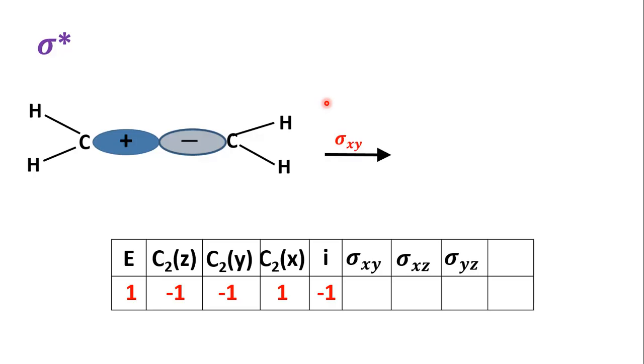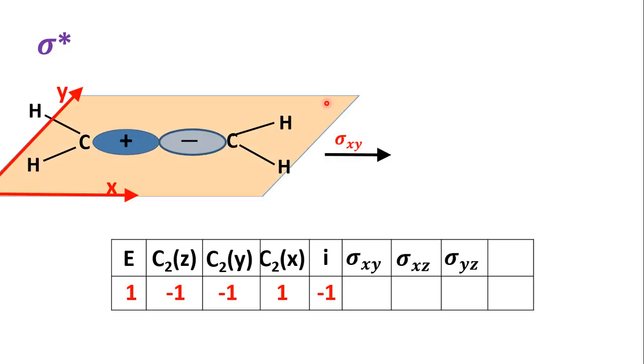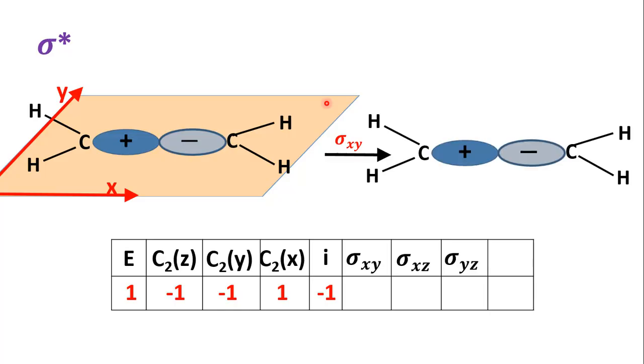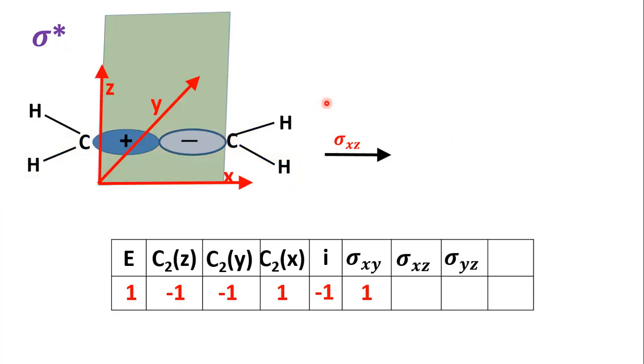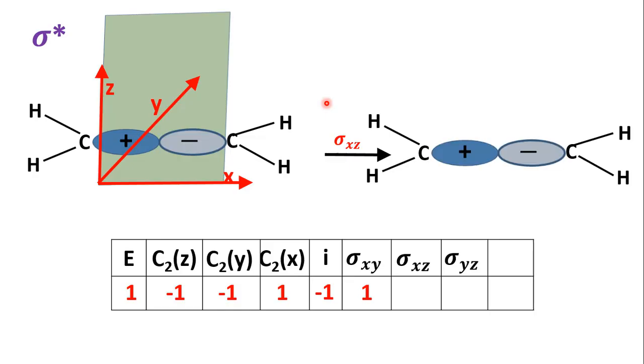Next we come to sigma xy plane. Sigma xy plane is the molecular plane. Both the lobes are present in this plane, and when you do the reflection, signs are unchanged, and so you get plus 1. Sigma XZ is a plane that is cutting through both the lobes. It is perpendicular to the molecular plane. Upon reflection, there is no change in sign, you will get plus 1.